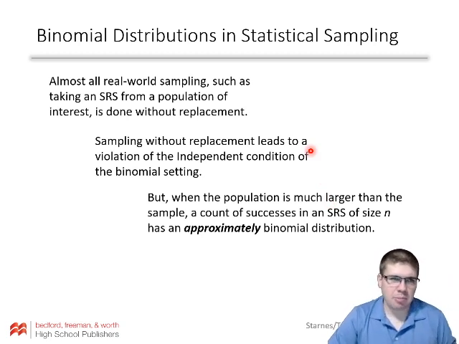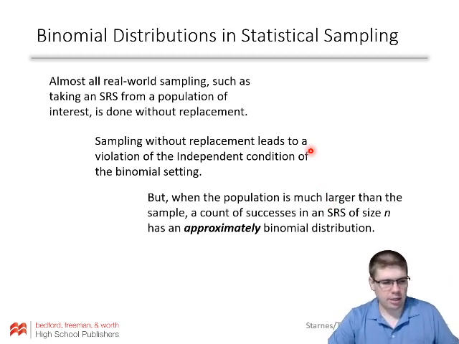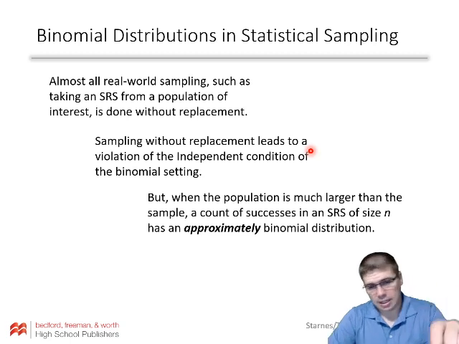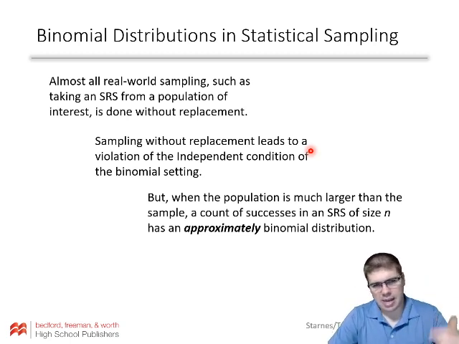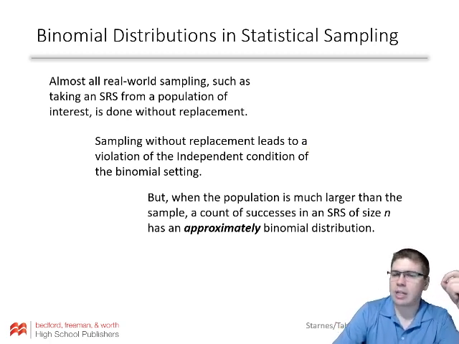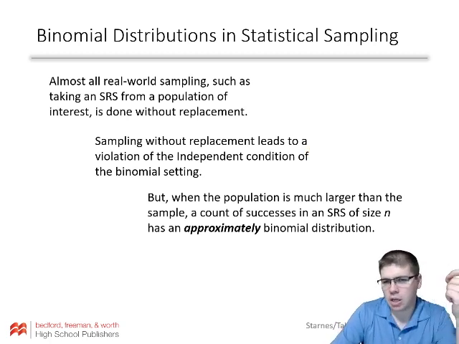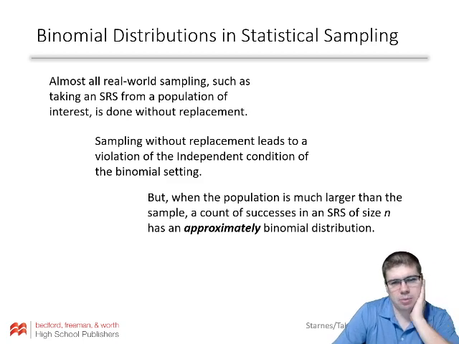If I randomly select people from a population, and I want to know the probability of getting a boy or a girl, technically, if I remove one boy from the population, now the probability of getting a boy has changed. But it's changed so insignificantly that we treat it like it is independent, and we just go ahead. And so, for instance, we could treat that as a binomial setting.